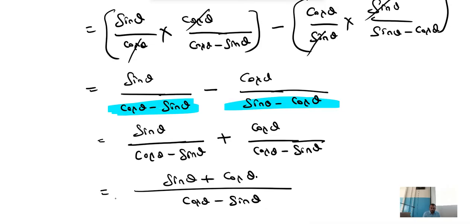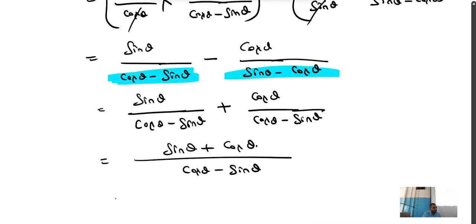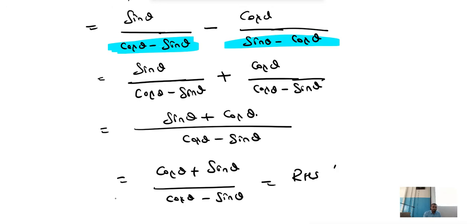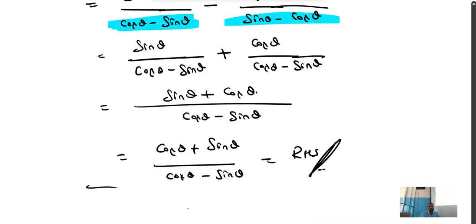Over cos theta minus sin theta. We got the answer. That is our RHS. Can you see? Instead of sin and cos, you can write cos plus sin first. Both are the same, no? Cos theta plus sin theta by cos theta minus sin theta. This is our RHS. Therefore, LHS is equal to RHS. Any doubt? Yeah, good.